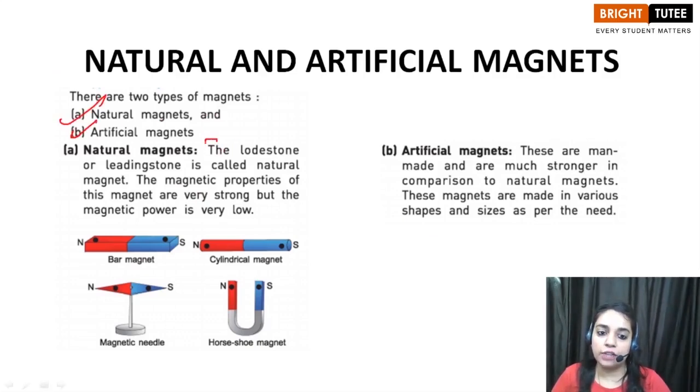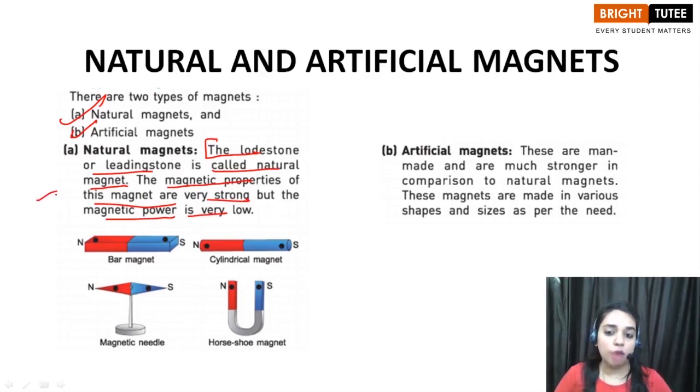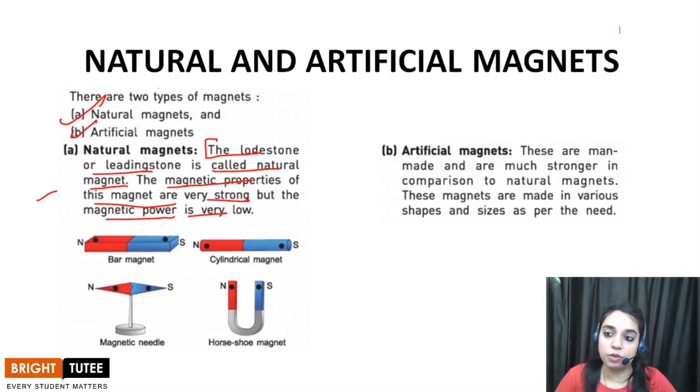Natural magnet: the lodestone or leading stone is called a natural magnet, and the magnetic properties of this magnet are very strong, but the magnetic power is low. Okay children, so these are not very strong magnets, but artificially we can create a magnet of our desired strength. For example, the magnets that we use in cranes to lift heavy objects are made very strong, whereas some other magnets, like in a refrigerator or in microphones, are of small power.